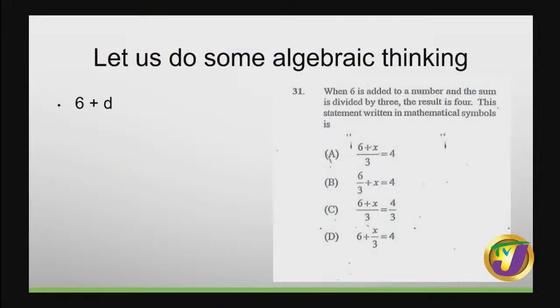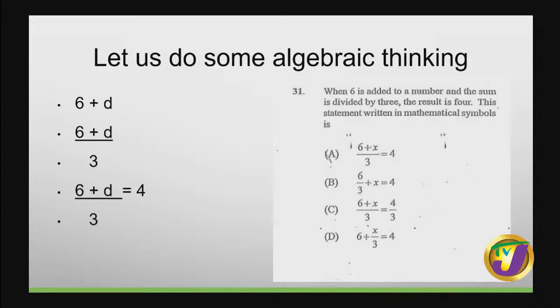You can use any variable to express that number. So 6 is added to a number. I use D. All right? Good. Then it says what? Then the sum is divided by 3. You all know sum, you're talking about addition. However, you can't add 6 to D because you don't know the value of D. So you leave it as is and you divide by 3. Excellent. Is that it? It says the result is 4. Result means that we would have equal it to 4. So now we have 6 plus D divided by 3 equals 4.